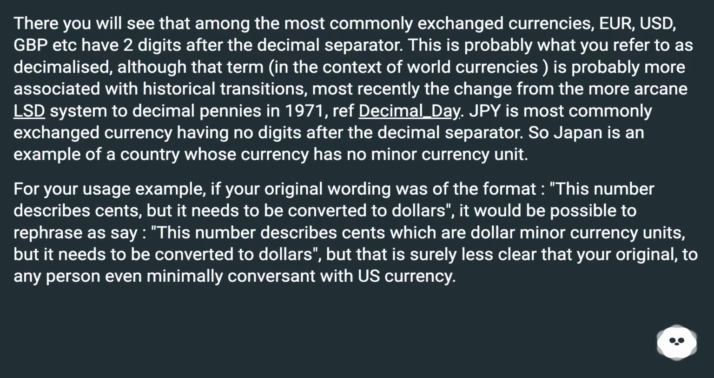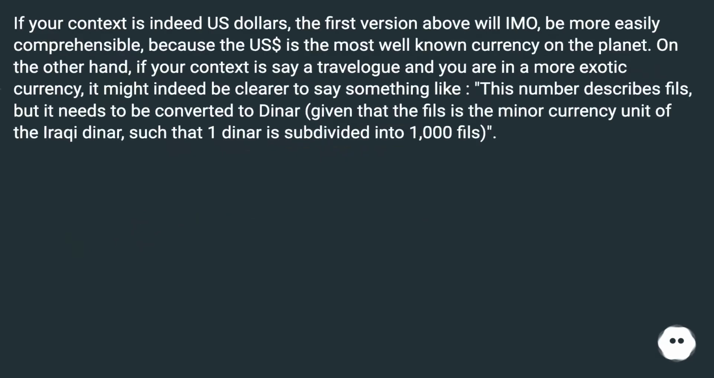For your usage example, if your original wording was of the format, this number describes cents, but it needs to be converted to dollars, it would be possible to rephrase as say, this number describes cents which are dollar minor currency units, but it needs to be converted to dollars. But that is surely less clear than your original, to any person even minimally conversant with currency. If your context is indeed dollars, the first version above will, in my opinion, be more easily comprehensible, because the US dollar is the most well-known currency on the planet.